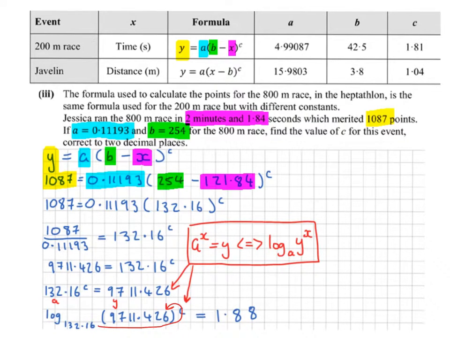So we take our 200-metre race formula and we write it down. Y equals A times B minus X to the power C. I'm going to swap Y for 1,087. We're going to swap A for 0.11193. We're going to swap B for 254. We're going to swap X for 2 minutes and 1.84 seconds, which is actually 121.84 seconds. So 2 minutes is 60 plus 60, which is 120 seconds. And then adding on the 1.84, we get 121.84 seconds. So now we just have to solve for C.